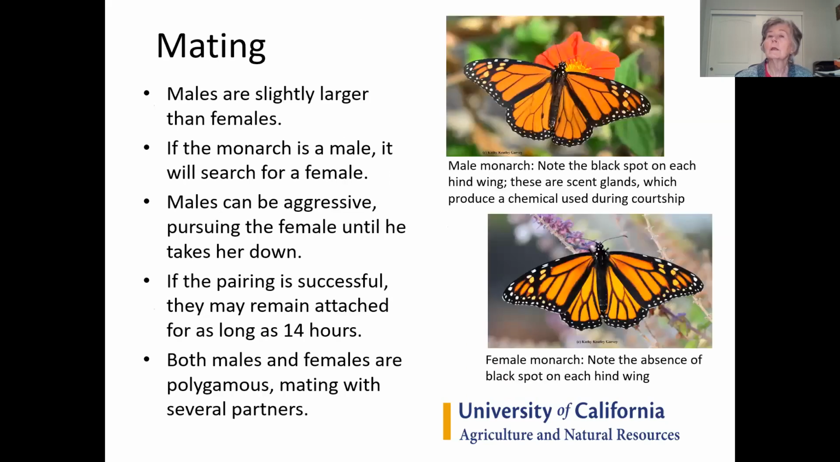Mating. These 2 butterflies, this is the male. And you can see these tiny little spots here. The female does not have those on the hind wings. These are scent glands. Sorry, my voice is a little croaky today. These are scent glands which produce a chemical used during courtship. We're not exactly sure how they use it, but obviously it must have some important role. Otherwise, the male wouldn't have those.